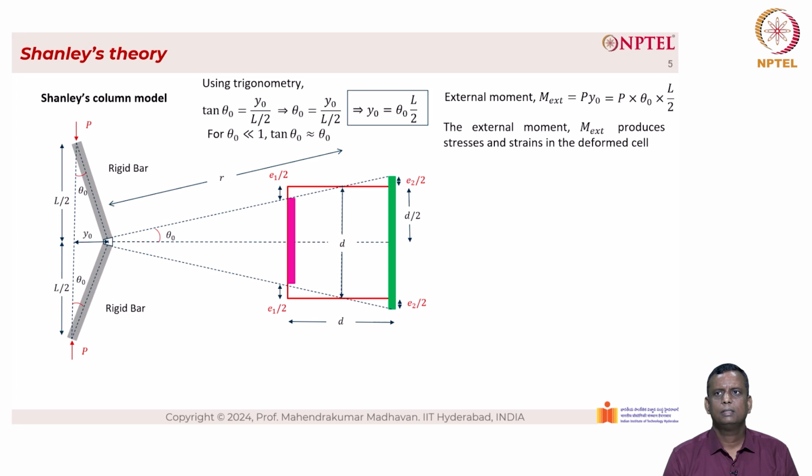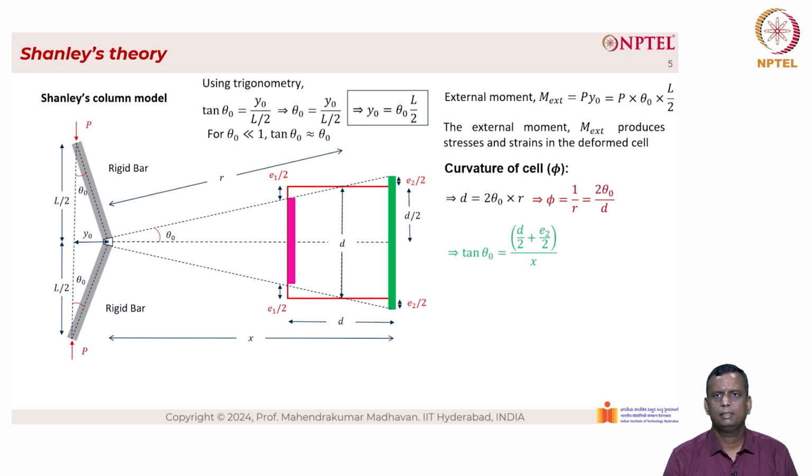The external moment M external produces stresses and strains in the deformed cell. The curvature of the cell is calculated as shown below. D equals 2 theta naught into R. So, phi equals 1 by R, which is equal to 2 theta naught divided by D. Again, for the larger triangle, we can say that tan theta naught, which is given in the green color, is equal to D by 2 plus E2 by 2 divided by X. Again, for small values of theta naught, tan theta naught is equal to theta naught, and X is given as D plus E2 divided by 2 theta naught.